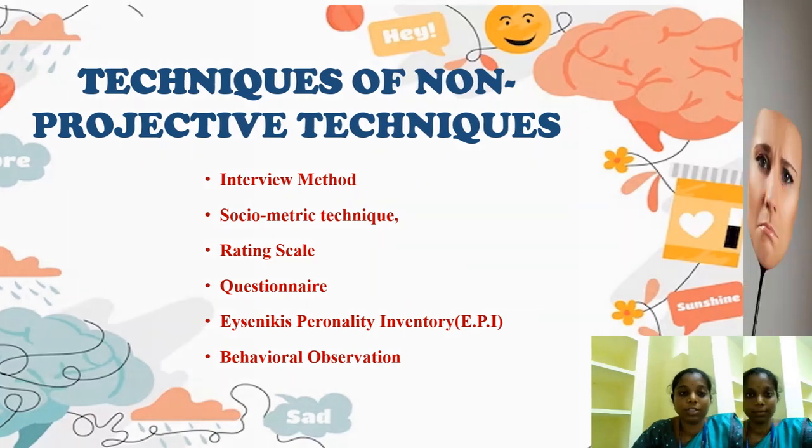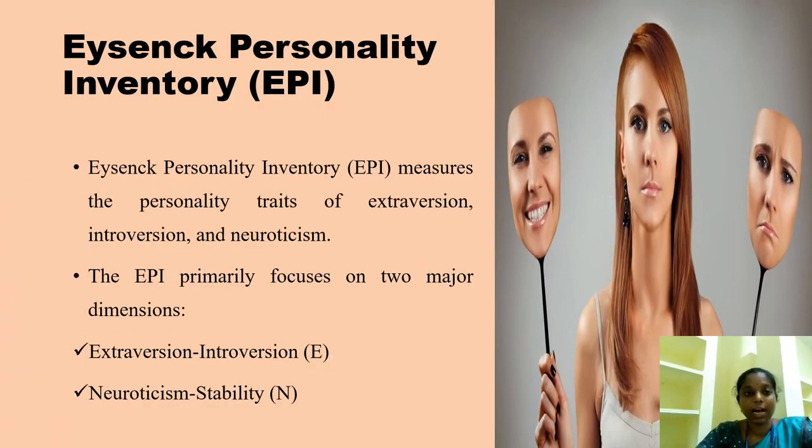First, we are going to see the Eysenck Personality Inventory, EPI. This technique measures the personality traits of an individual, whether he is extrovert, introvert, or neutral. The EPI technique focuses on two major dimensions. One, extroversion and introversion, denoted by the letter E. Next, neuroticism or stability, denoted by the letter N.